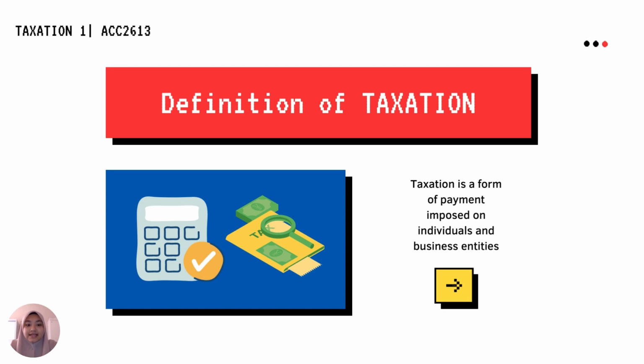So firstly, the definition of taxation. Taxation is a form of payment imposed on individual and business entities. In other words, taxation is governmental financial fee that is mandatory for people to finance governmental expenses or public expenditure. The failure of people to pay tax will cause people to pay fine, and it is punishable by the law.